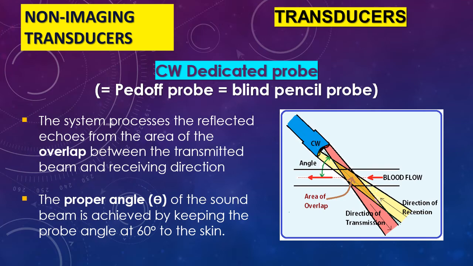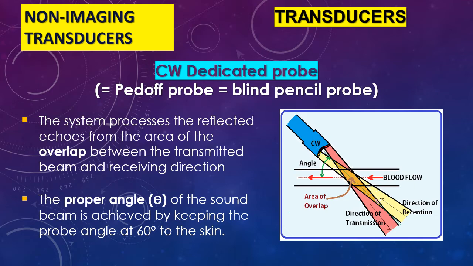This probe is made of two what? It's made of two crystals, one that is continuously transmitting, so this is the direction of transmission, the red one, and another one that is continuously receiving, and this is the reception direction here. In between these two directions, there is an area of overlap. If there is any movement in this overlap area, it will be displayed on the screen. Movement away from the area of overlap doesn't show.